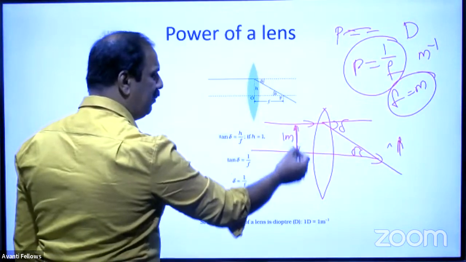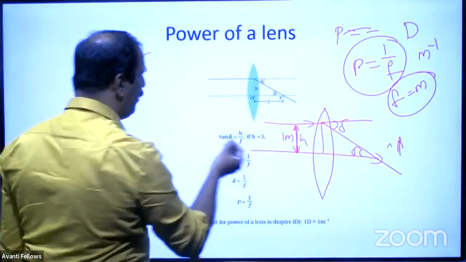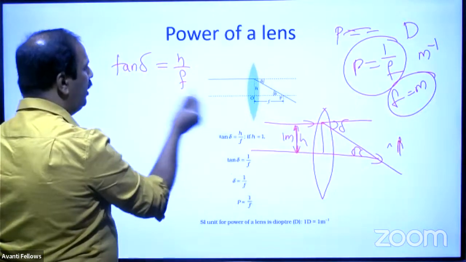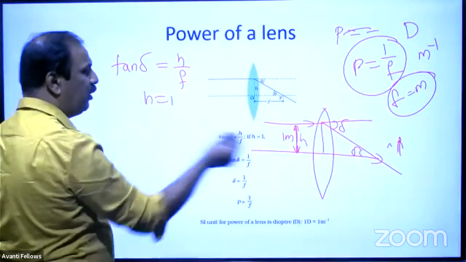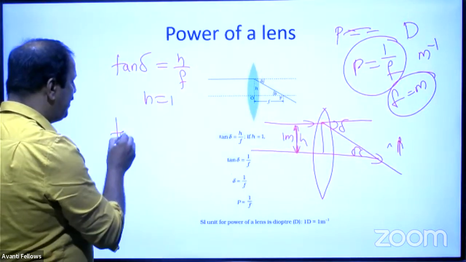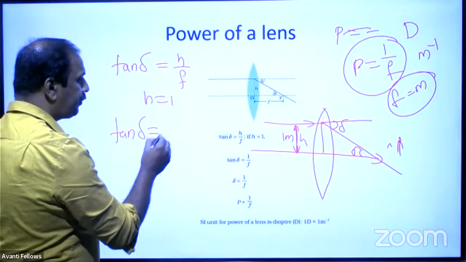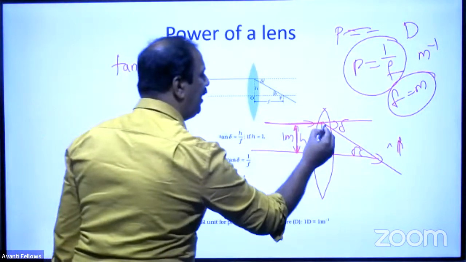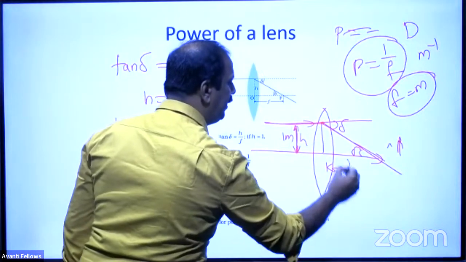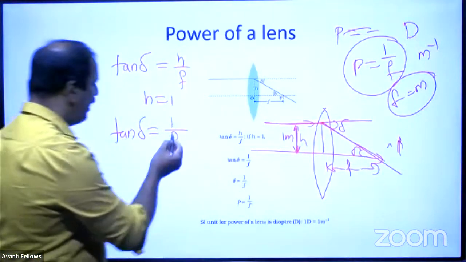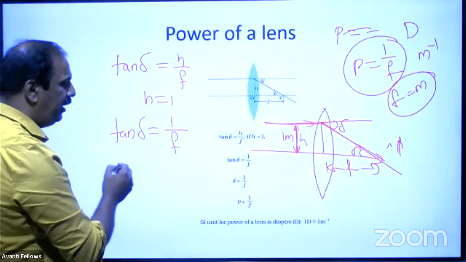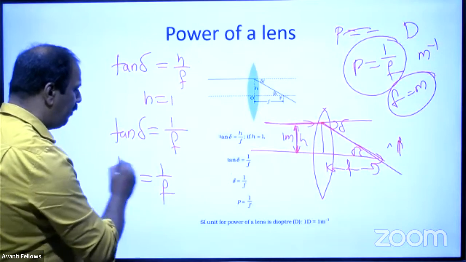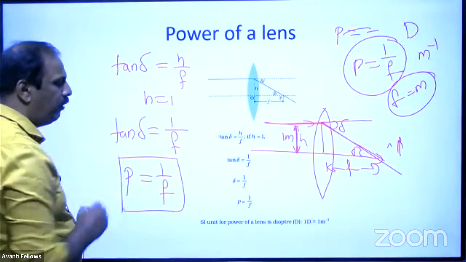So this is 1 meter, this is h. So what is tan delta? Tan delta is h by f. Already we have h equal to 1 meter or unit distance. So tan delta is equal to 1 by f, because when the ray is coming parallel, it will go and meet at the focal length f only. So tan delta is 1 by f. So we can write power is equal to 1 by f. This is how we are getting the power of a lens as 1 by f.